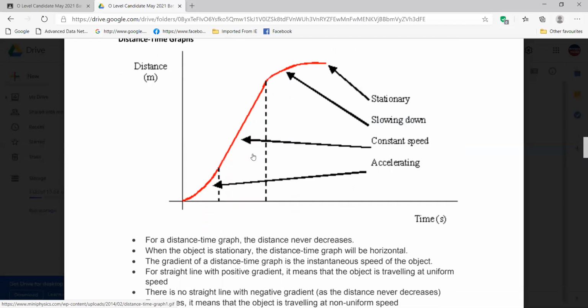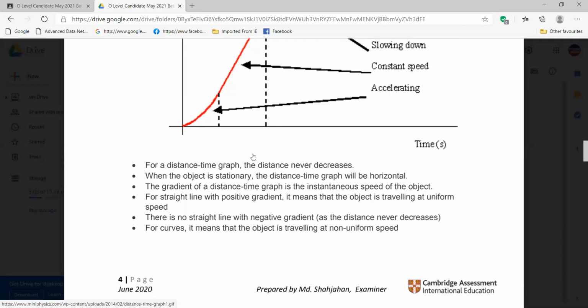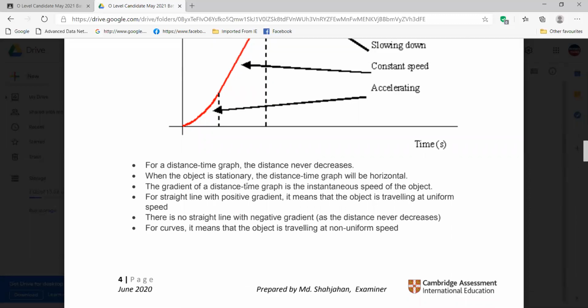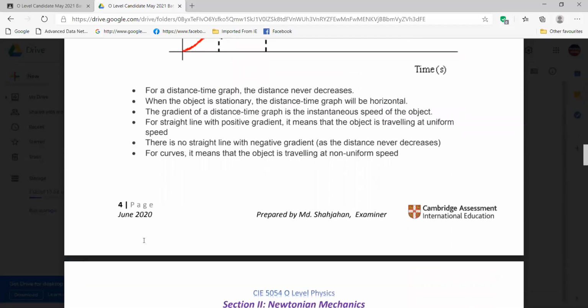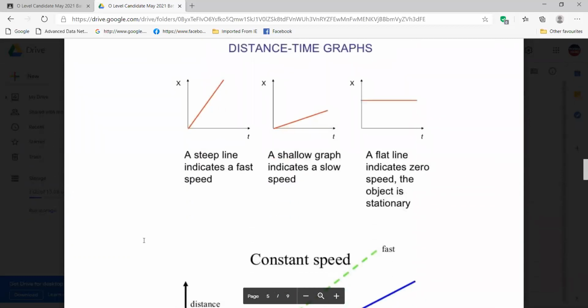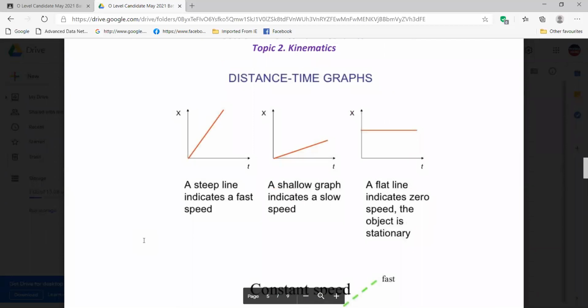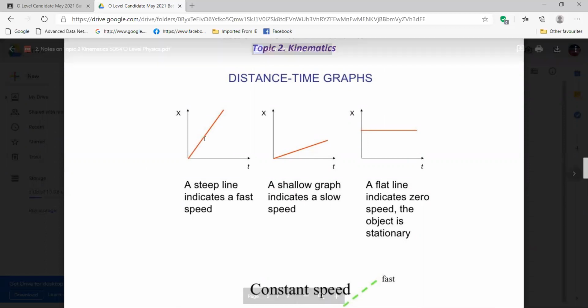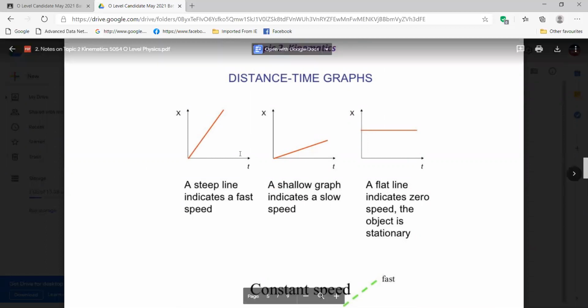Okay, here we got some features for distance time graphs. Whatever we are seeing in the graph, that one is described here. Then here we got separately distance time graphs. Here I gave this for some reasons to understand that both are constant speed.